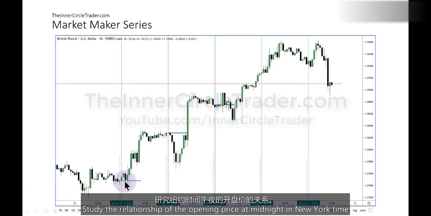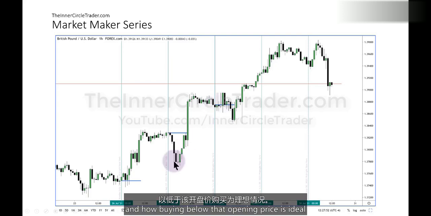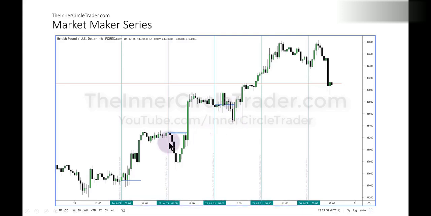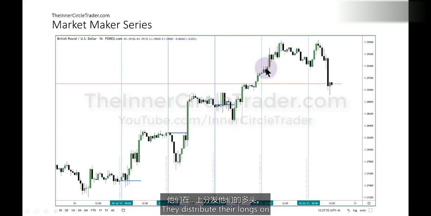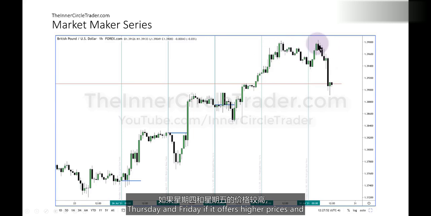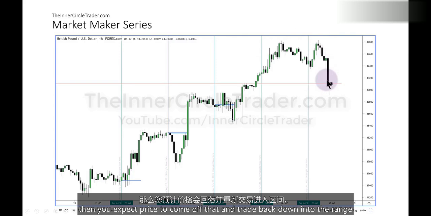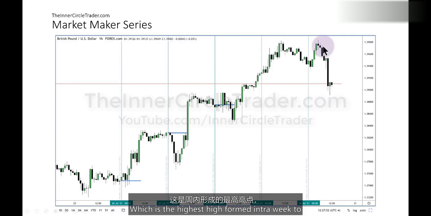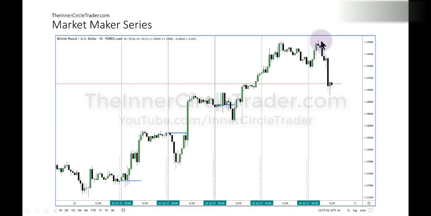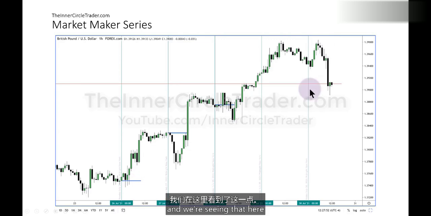Study the relationship of the opening price at midnight in New York time and how buying below that opening price is ideal. This is where smart money accumulates longs. This is where smart money accumulates longs, and this is where smart money accumulates longs. They distribute their longs on Thursday and Friday if it offers higher prices. And then you expect price to come off that and trade back down into the range, which is the highest high formed intra-week to the low. And we're seeing that here.